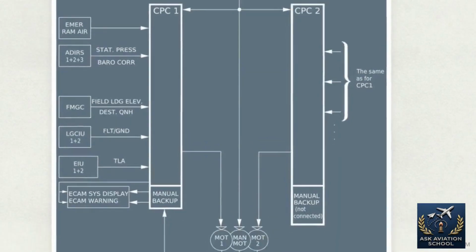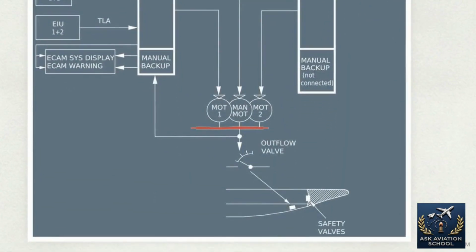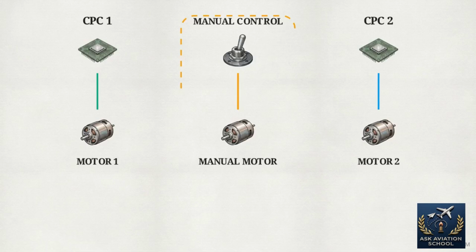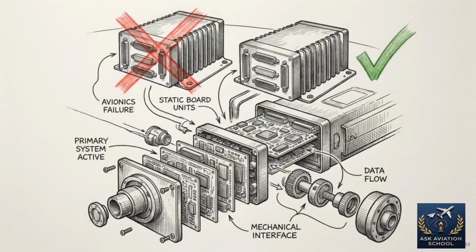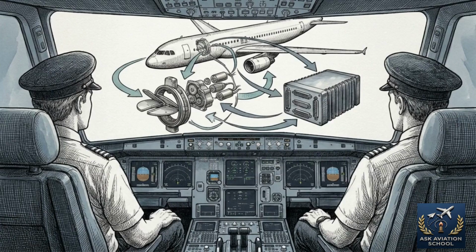The CPCs direct the outflow valve's three independent electric motors. Motor 1 is paired with CPC-1, and Motor 2 is paired with CPC-2. The third motor is completely isolated from the automatic controllers, reserved strictly for manual operation by the flight crew. Because of this architecture, a failure of an active controller or its motor causes no disruption. The standby system takes over, requiring no intervention from the crew during normal flight.